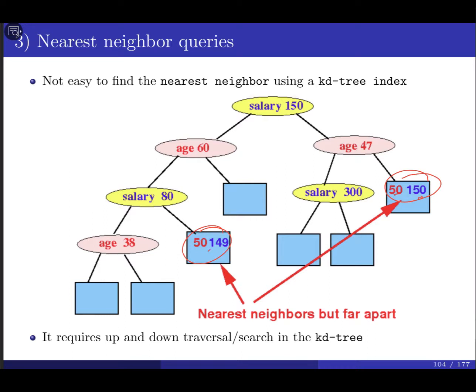But the problem is that maybe it's going to be far apart from each other. Using this structure, maybe you're going to go up and down, traverse the tree, and perform too many operations until you find what you're looking for. That's going to be an expensive operation in this case. So it's not an efficient way to use this structure to answer nearest neighbor queries.